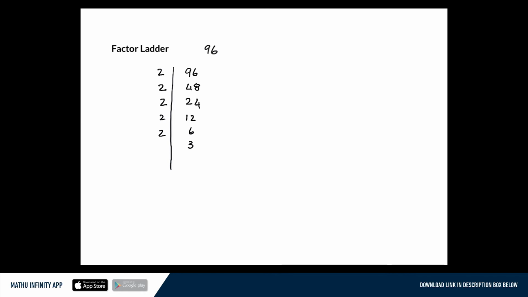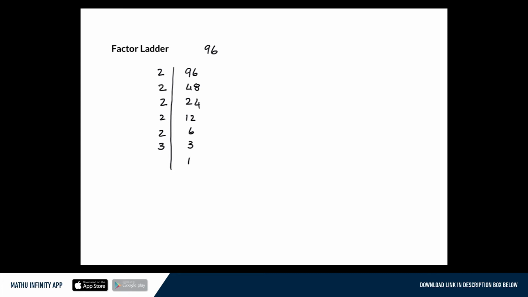Now, obviously, I can't use 2 anymore. So I would say, well, what is my next prime number? My next prime number after 2 is 3. So I can go 3, and 3 divided by 3 is 1. Once I get to that point where I've got a 1 there, I now know I've got all my factors.